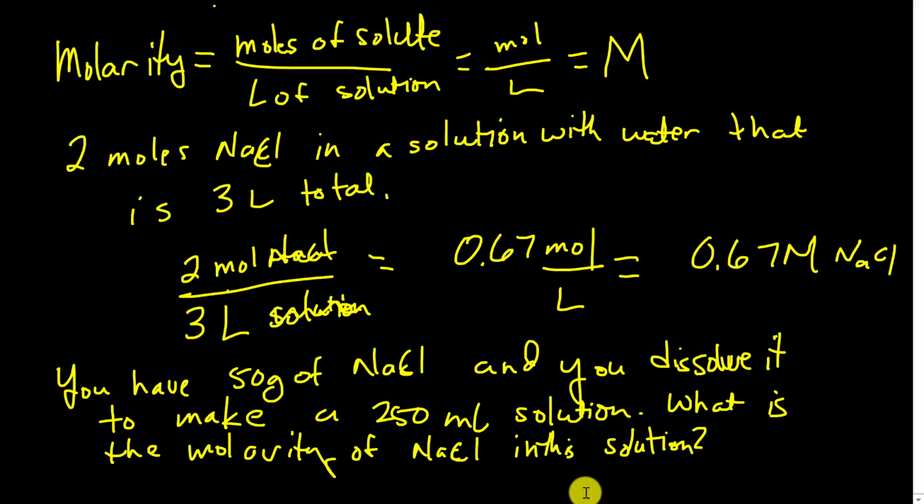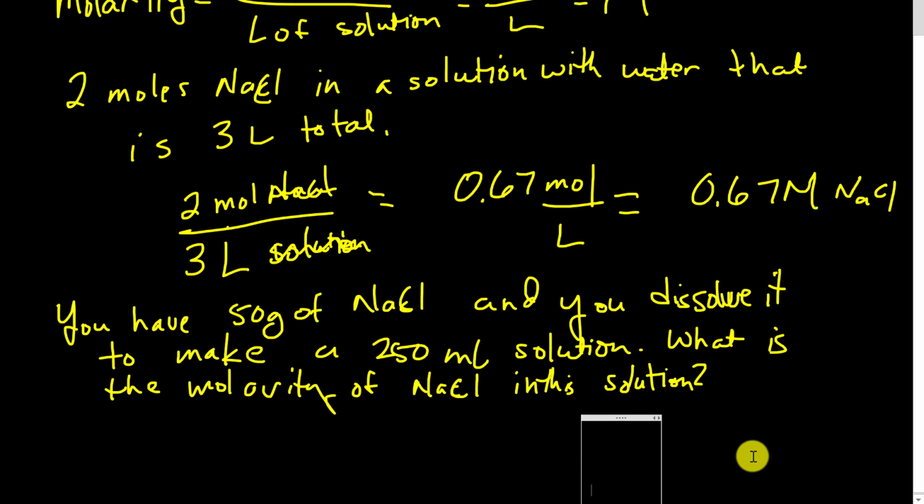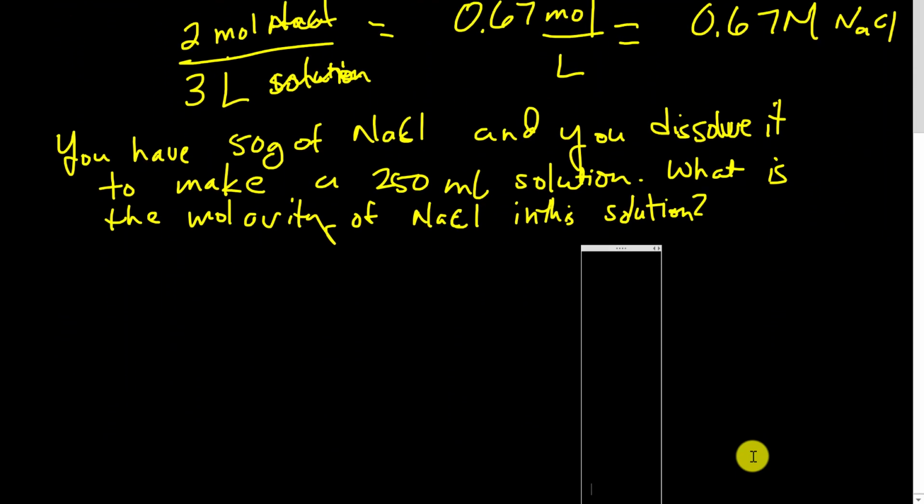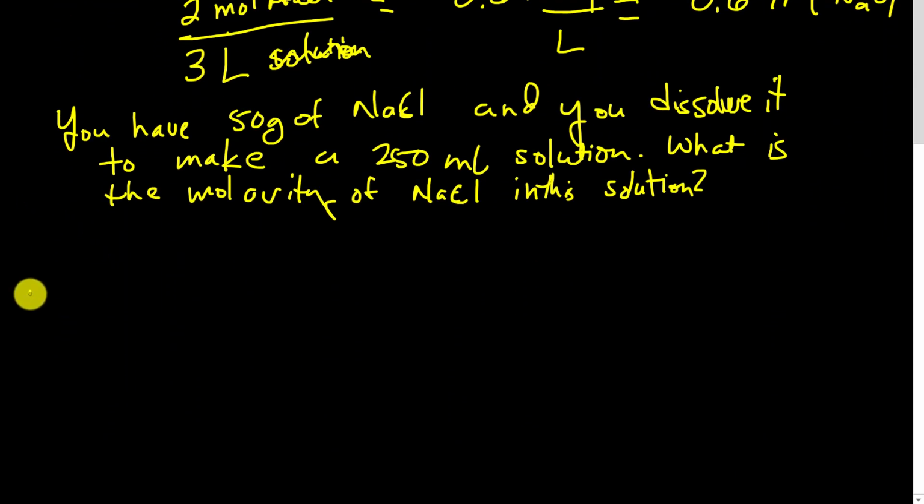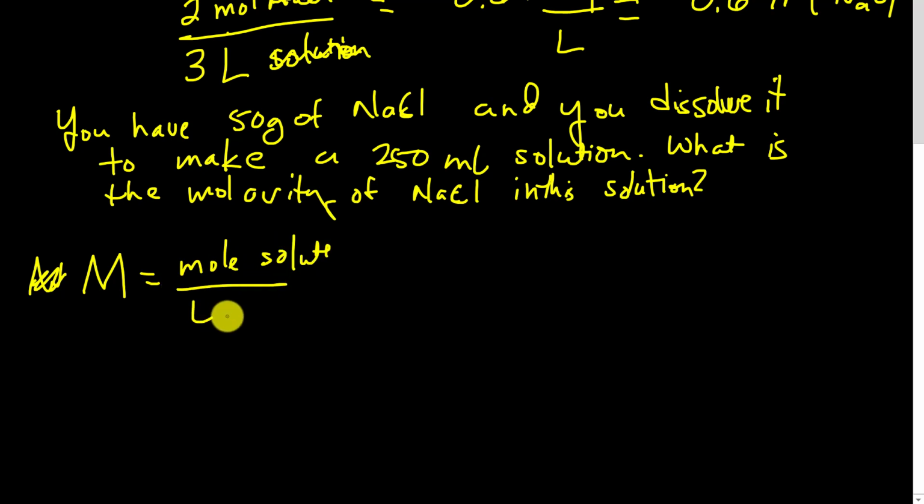Okay, so how do we work this out? We go back to our formula again, and we know that molarity equals moles of solute divided by liters of solution. So we have to figure out how many moles of solute we have. Oh, this isn't too bad. We start with 50 grams of NaCl. We convert that to moles. How do we convert that to moles?